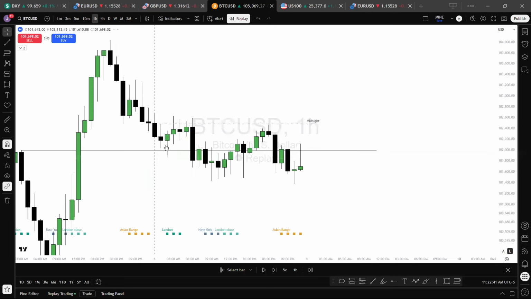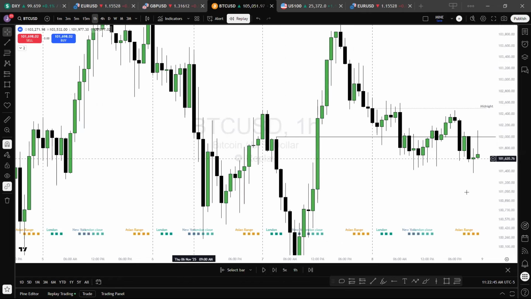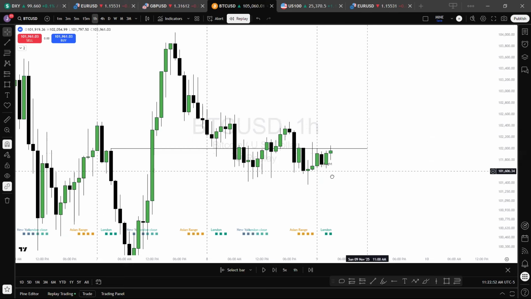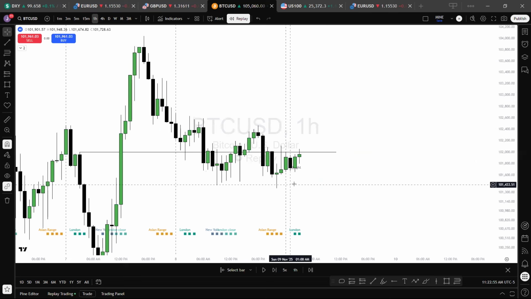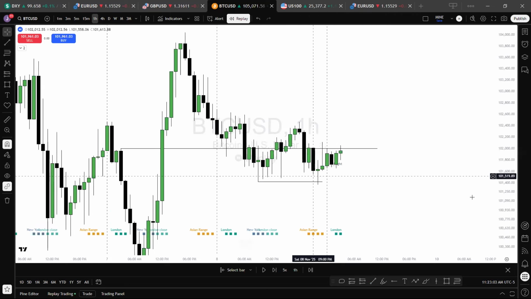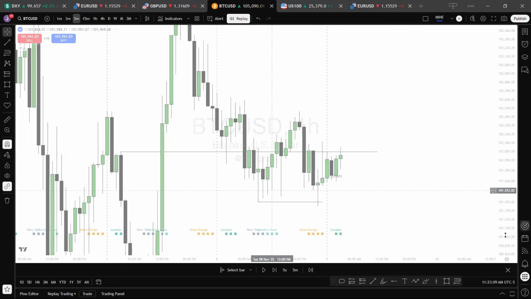So each of these lines represents a particular day. So here's a Thursday, here's a Friday, this is Saturday. So let's move further. And then this is a Sunday. All right, so you know BTC trades on Saturdays and Sundays, unlike the forex market. So you could see that price took out liquidity in the Asian session. All right, so this happened here. Now we're going to go down to the 5-minute time frame.